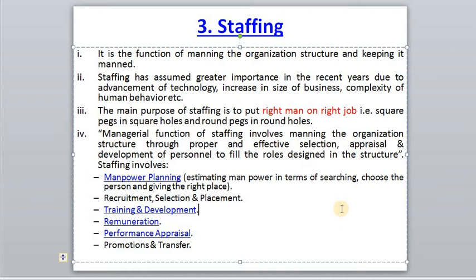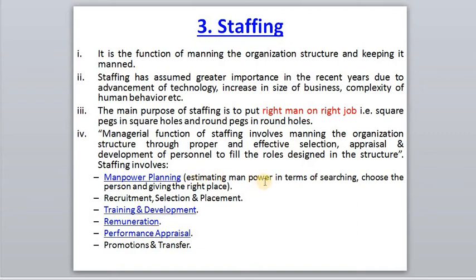Next, serial number 4: the managerial function of staffing involves manning the organization structures through proper and effective selection, appraisal and development of personnel to fill the roles designed in the structures. So we have to select such a person who is required for a particular task. The particular task or job we have to fix in the proper way. So manpower planning means estimating manpower in terms of searching, choosing the persons and giving the right place. Again the same thing: right man and right job, that is right place.